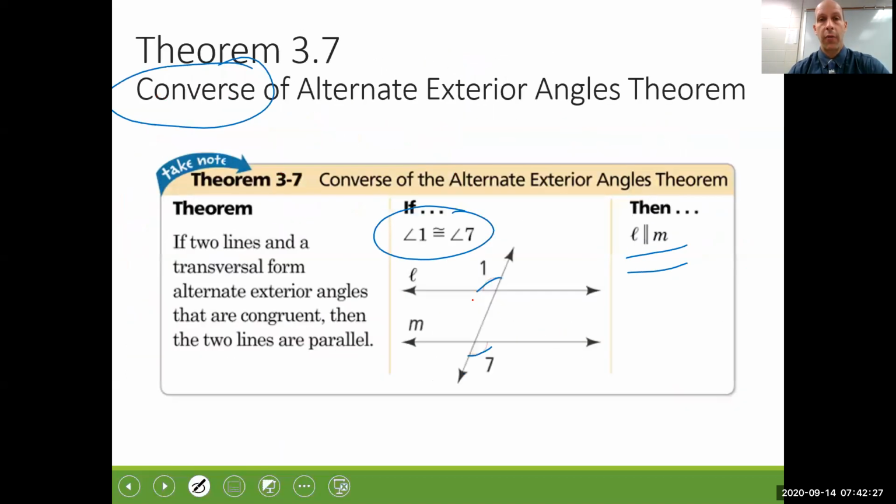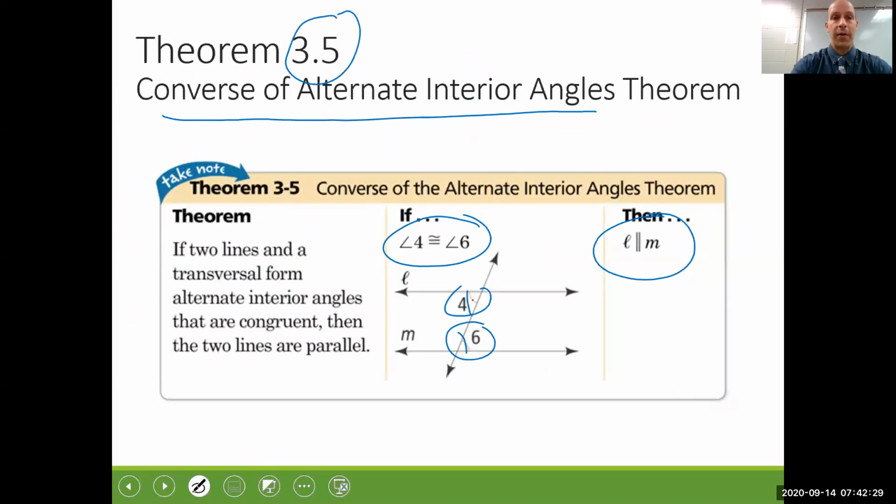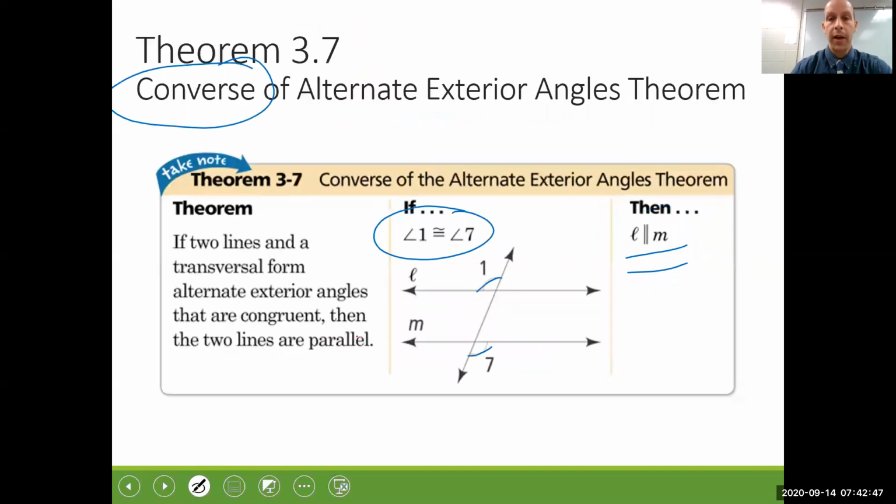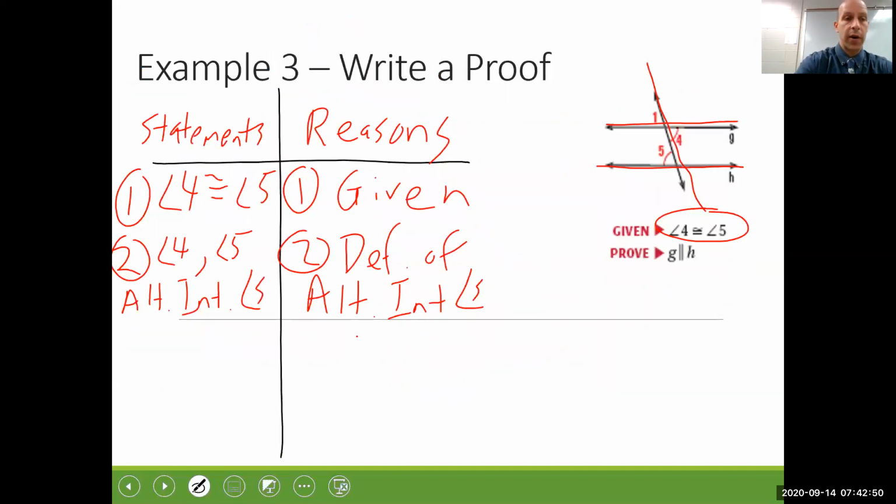So then if I go back to theorem 3.5, which is the very last theorem we were talking about, I can see that we've got this theorem here, theorem 3.5, the converse of the alternate interior angles theorem, which says if two lines and a transversal form alternate interior angles that are congruent, which is what we just established, then what can we conclude about the two lines? They are parallel. So now we can go ahead and finish our proof.